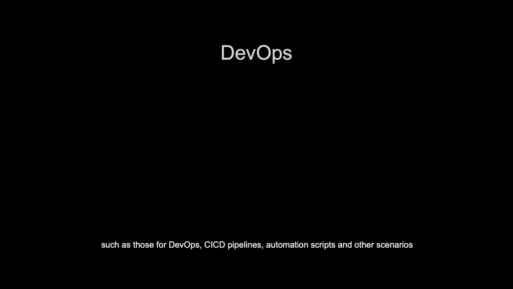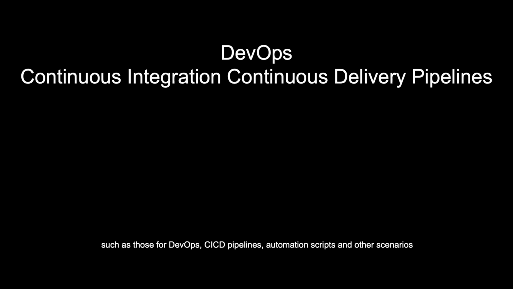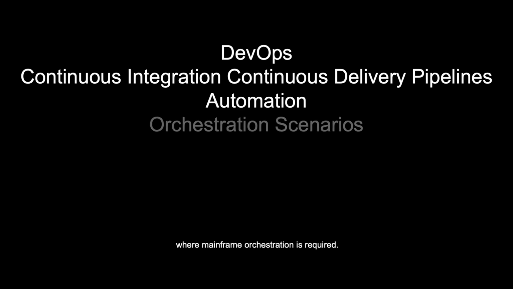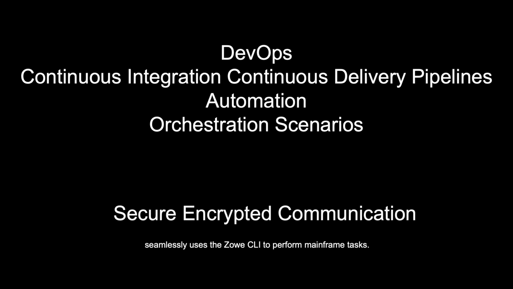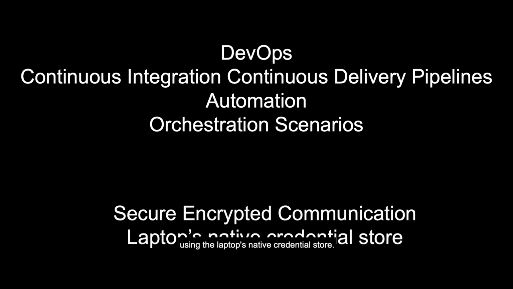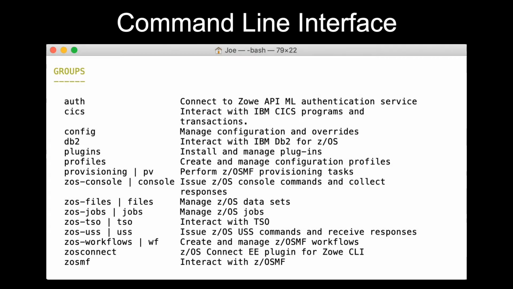Because the CLI is running on the user's laptop, it can be embedded and executed from other tools on the same machine, such as those for DevOps, CI/CD pipelines, automation scripts, and other scenarios where mainframe orchestration is required. This allows a developer familiar with their existing software suite to seamlessly use the Zowe CLI to perform mainframe tasks. All of this is done with encrypted communication using the laptop's native credential store.